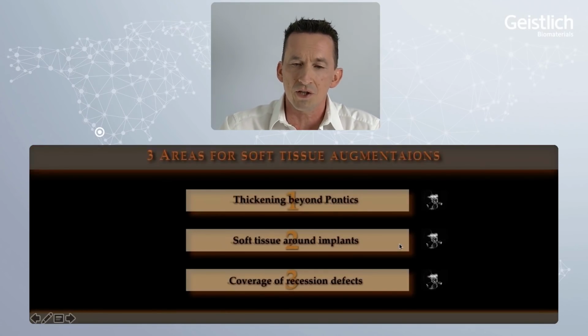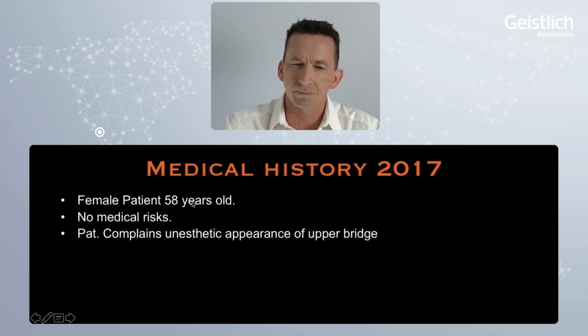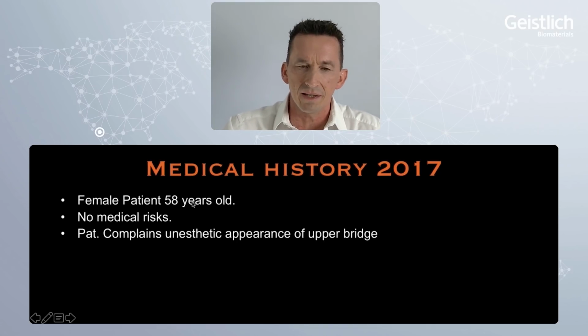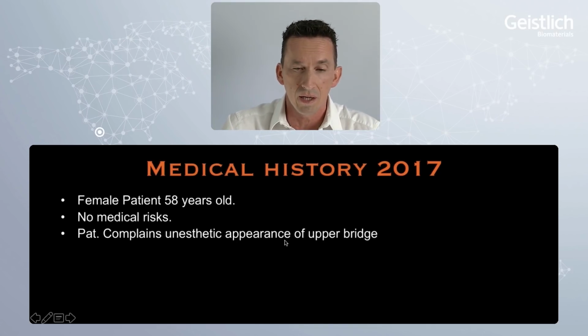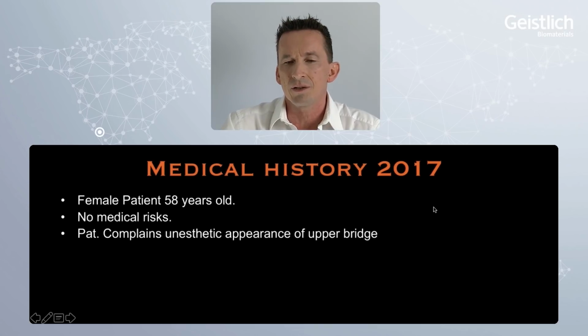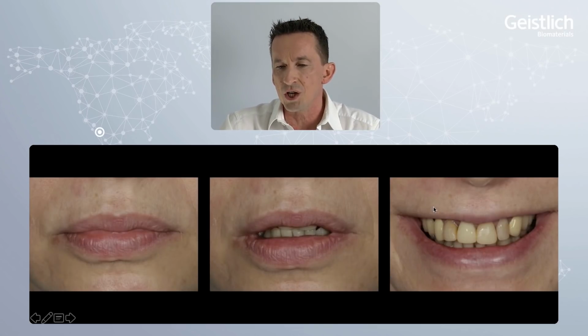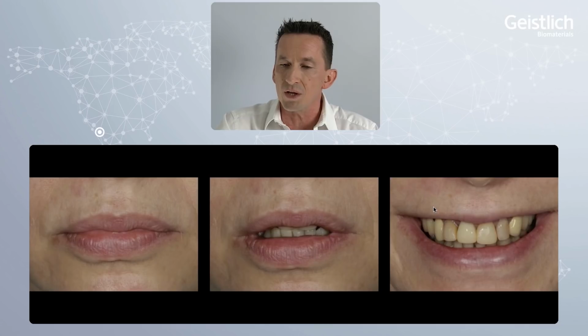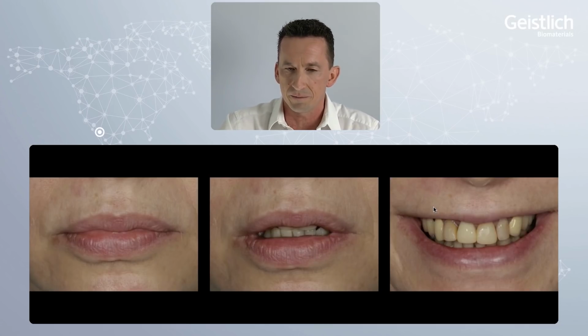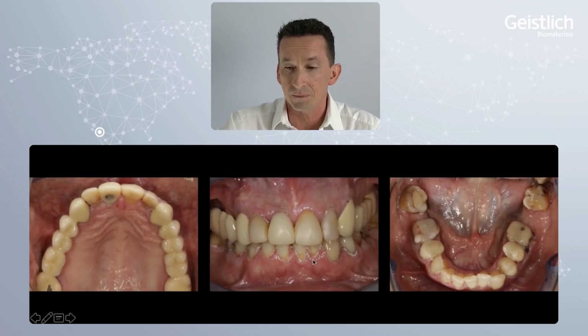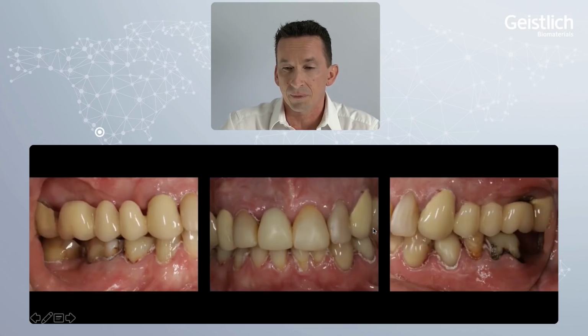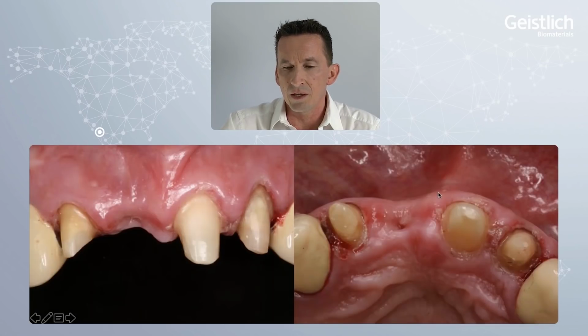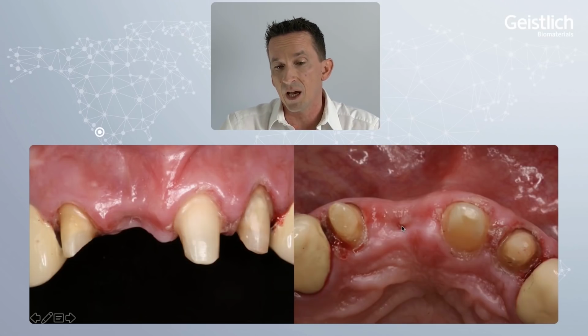What about soft tissue around implants? Here we have a 58-year-old female patient, and she wanted to have more gingival thickness around an implant which was at the moment still covered. Here you see beyond that tissue we have an implant, and we need for uncovering more vestibular volume.